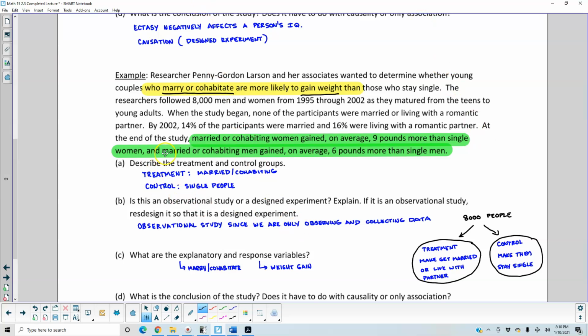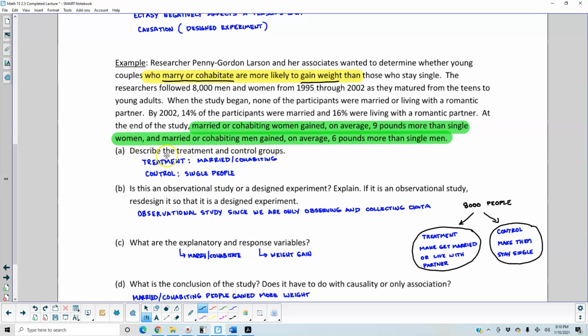At the end of the study, married or cohabitating women gained on average 9 pounds more than single women, and married or cohabitating men gained on average 6 pounds more than single men. So for part A, we want to describe the treatment and control groups. Well, the treatment is married or cohabitating. The control group are single people.